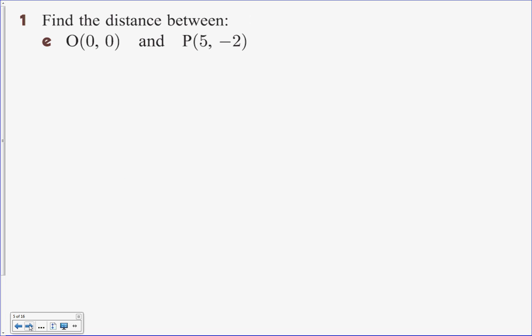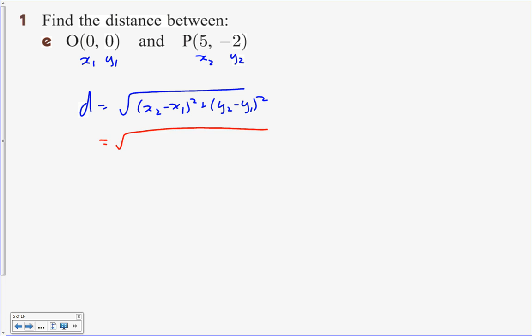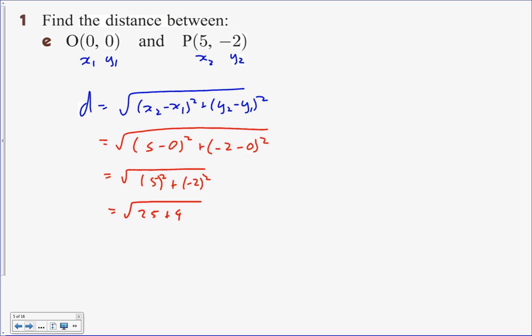E, distance again. Right, x1, y1, x2, y2. Then write our formula, d equals square root x2 take x1 squared plus y2 take y1 squared. Then we substitute in. So equals square root x2, which is 5, take 0 squared plus negative 2 take 0 squared. So it's going to be square root 5 squared plus negative 2 squared equals square root 25 plus 4 equals square root 29 units.